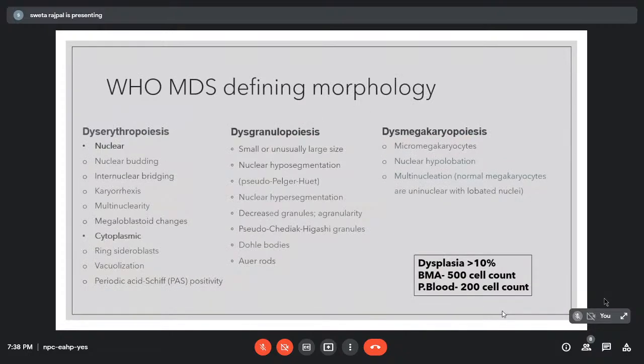The WHO defines dysplasia with some morphological features, which are described in the WHO. To assess dysplasia, we should count at least 500 cells in the bone marrow, and in peripheral blood at least 200 cells. The features of dyserythropoiesis, dysgranulopoiesis and dysmegakaryopoiesis are given here, so I'm not reading them out. We will see the details of the morphology of MDS along with cases in the next section, so that any student can easily absorb the teaching, so I am not going through it in detail.